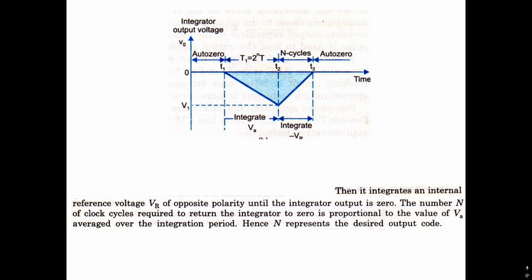Then it integrates an internal reference voltage VR of opposite polarity, that is minus VR, until the integrator output is 0. The number n of clock cycles required to return the integrator to 0 is proportional to the value of VA averaged over the integration period. Hence, n represents the desired output code.